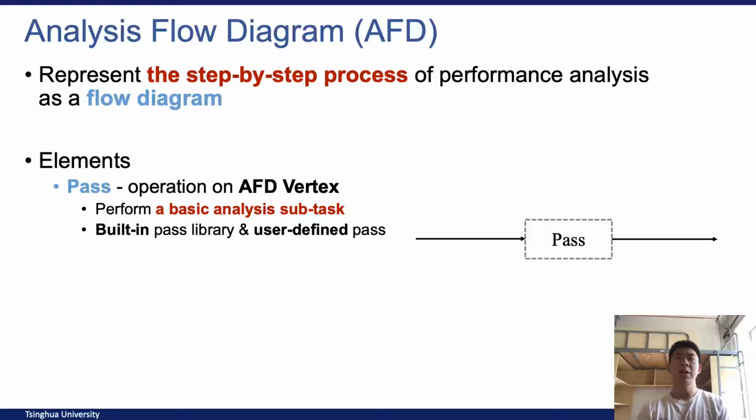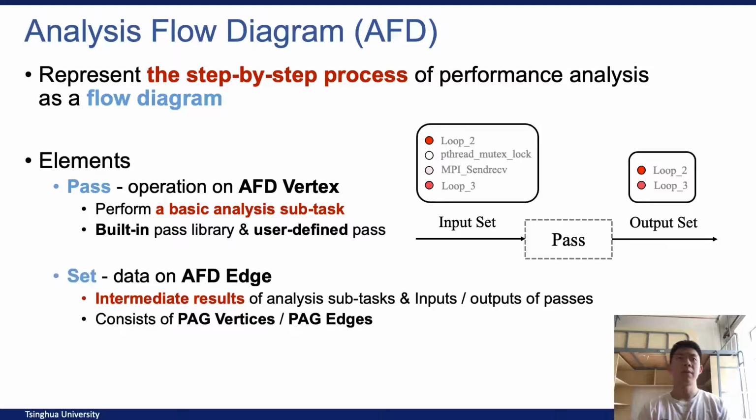PerFlow provides built-in passes and supports developing user-defined passes with low-level API. Set is data flowing through an AFD edge. It is an intermediate result of analysis subtasks, as well as the input and output of passes. Set consists of PAG vertices and edges. For example, in this figure, there are some PAG vertices in the input set. The pass updates the content of the input set and outputs a new set.